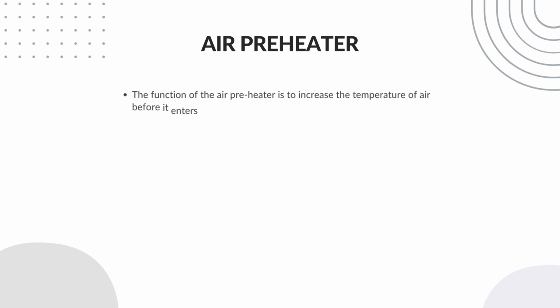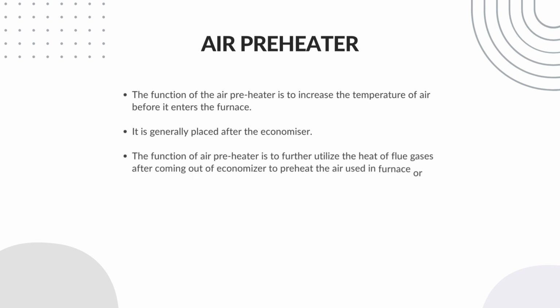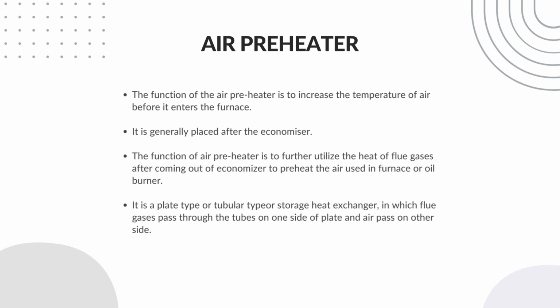Now, air preheater. The function of the air preheater is to increase the temperature of air before it enters the furnace. It is generally placed after the economizer. The function of air preheater is to further utilize the heat of flue gases after coming out from the economizer to preheat the air used in the furnace or oil burner. It is a plate type or tubular type or storage heat exchanger in which the flue gases pass through the tube on one side of the plate and air passes on the other side.